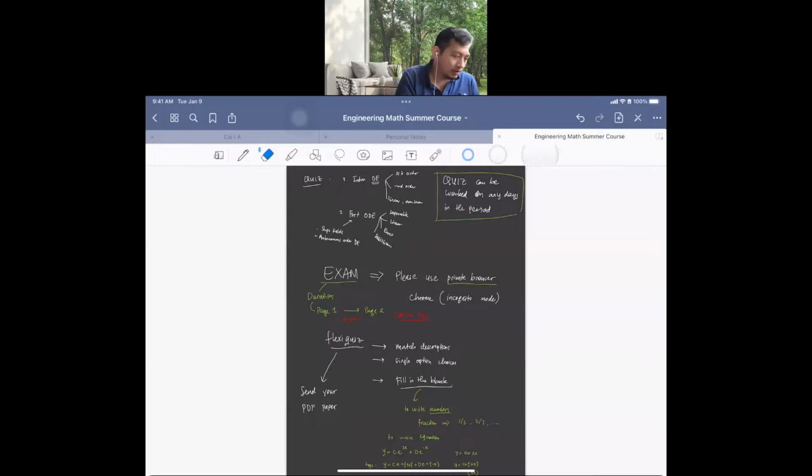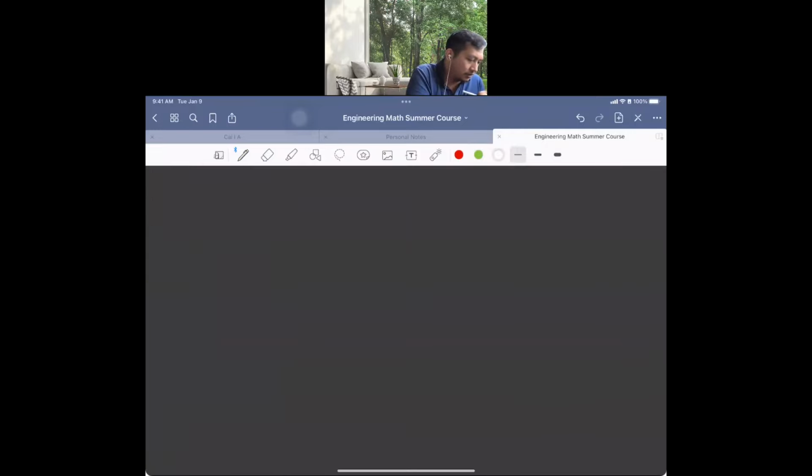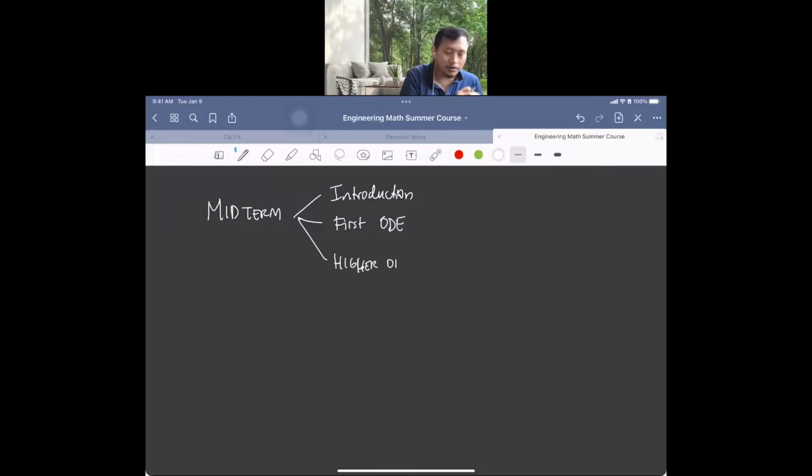The midterm, let me tell you maybe now. The midterm will include the introduction, the first order differential equation, and the higher order differential equation. So just these three. I think that should be enough.